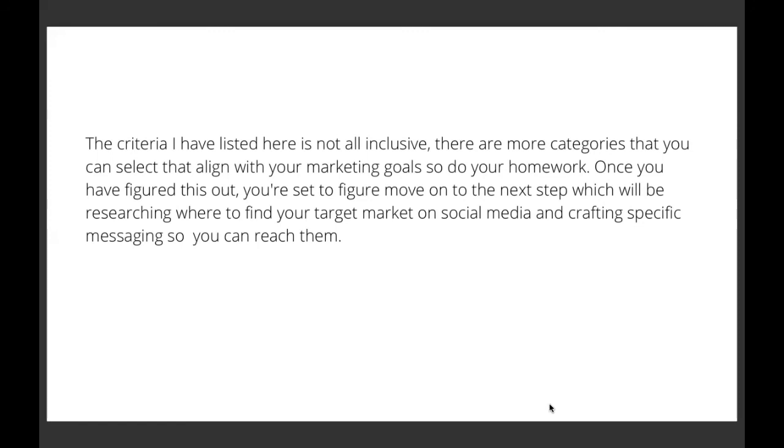And once you have figured this out, you are set to move on to the next step, which will be researching, again, it's more research, where to find your target market on social media, and crafting specific messaging so you can reach them. Guys, everything about this beginning stage is all about the research. If you have researched well, you will walk away with the information that you need.